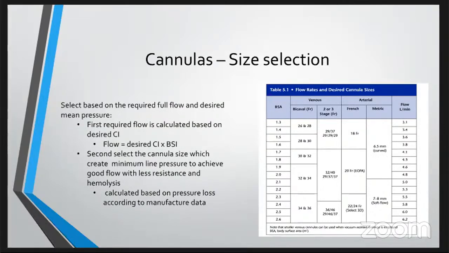To select the size, you first have to know your maximum flow. This is calculated based on the highest cardiac index wanted multiplied by the patient's body surface area. Then you will get a range of cannulas which can provide this flow. You can easily find it if you ask the perfusionist. They have schedules for selecting the cannulas, and the options are also checked for the pressure loss due to the resistance in the cannula.